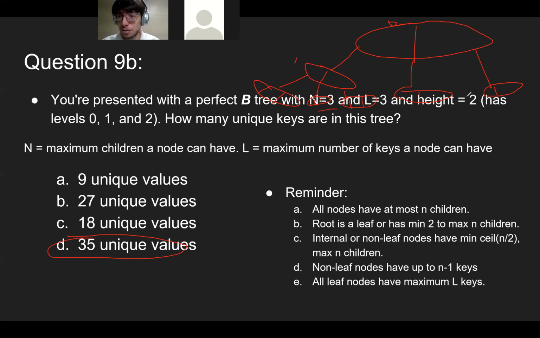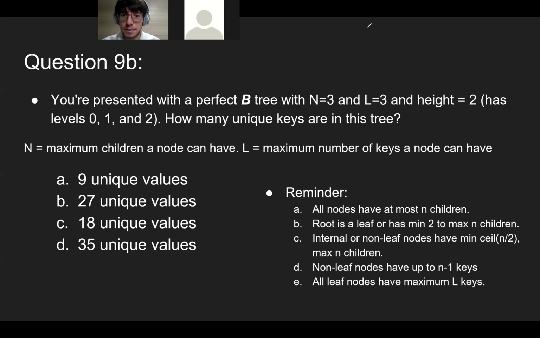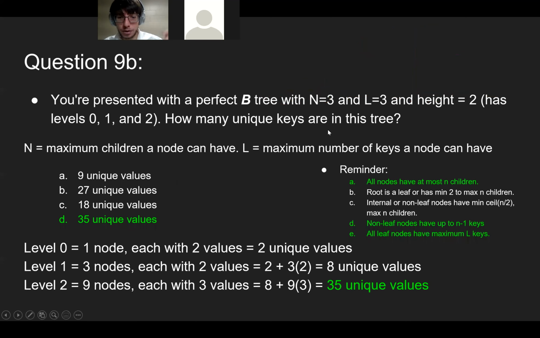Okay, so we have 2, 2, 2, 2, 2. 4 of those, that's 8. Plus the 27 we already had. So 35. Perfect. So we end up with 35.